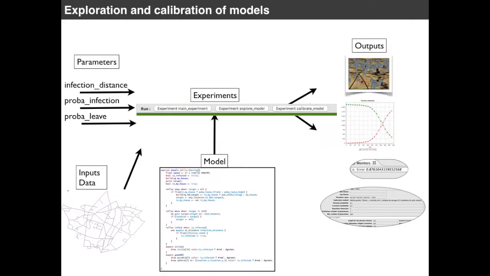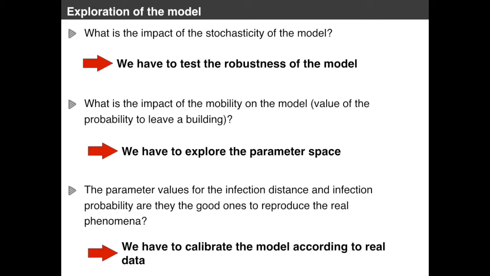During the last course, we saw how to define a model. We saw as well how to define in a specific experiment parameters and different types of outputs, such as map, monitor, and charts. We will see now why we need to explore the model, and in particular its parameter space, and how. Indeed, once the model is written, the work of the modeler is not finished.